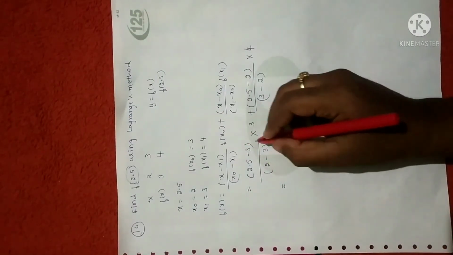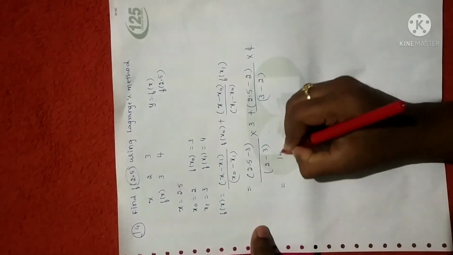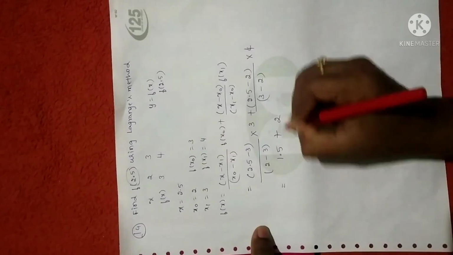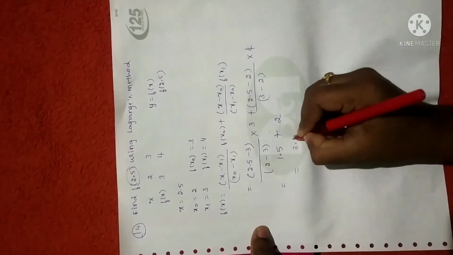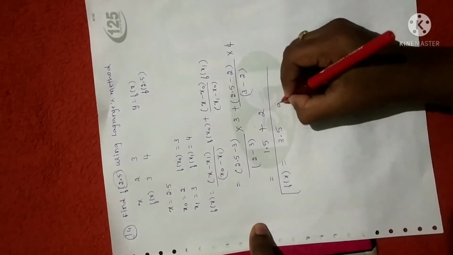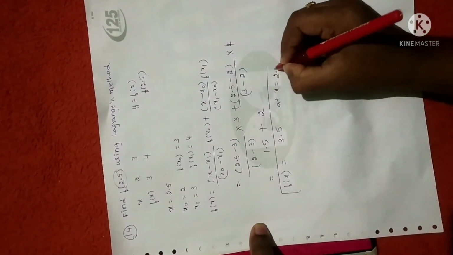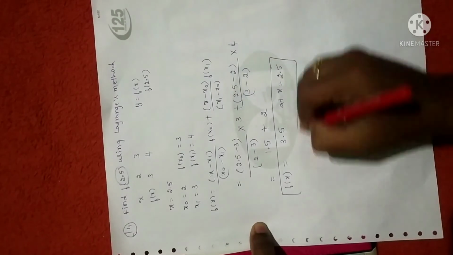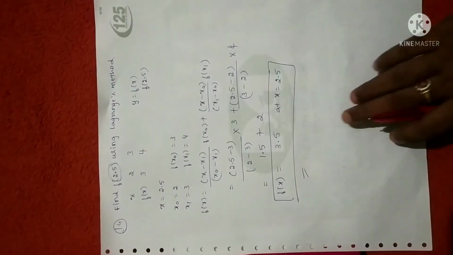Use the calculator as usual. So you will get 1.5 plus 2. So after simplification you will get 3.5. Therefore the required value of the function f of x is 3.5 at x is equal to 2.5. That's it. This is only for the 2 point formula. Fine. Now let me solve one more problem.